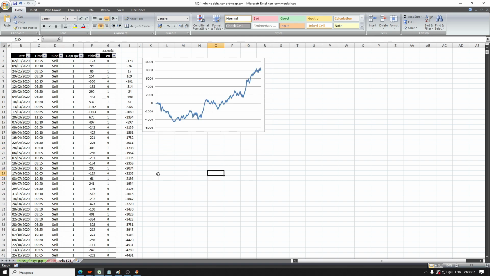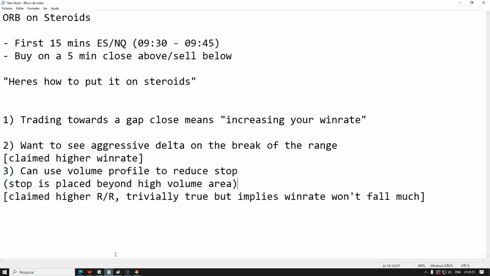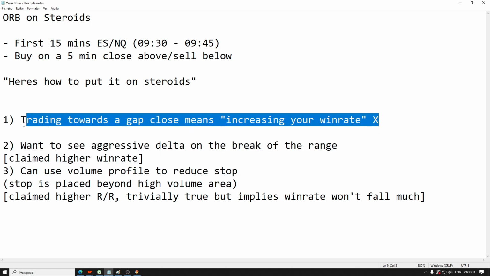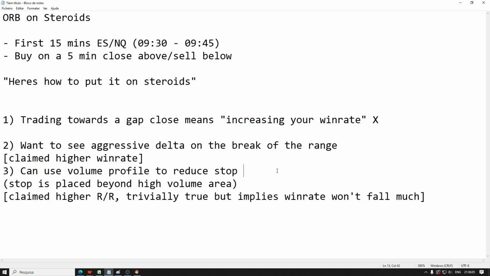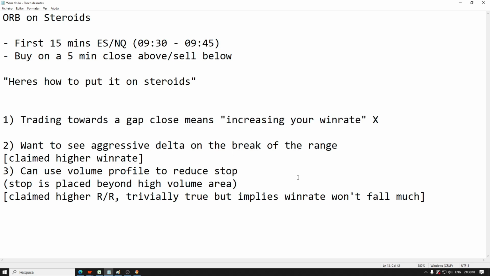But my conclusion of this whole thing would be that neither one shows much of an edge. I think if you put the data together, it would be basically showing no edge whatsoever. So to me, I can say, no, that's not true. Trading towards a gap close means increasing your win rate. I don't think that part's true. Now you could argue that maybe it's true if you have all three of them together and then you filter this. You could argue that, but just by itself, that doesn't seem to add anything.